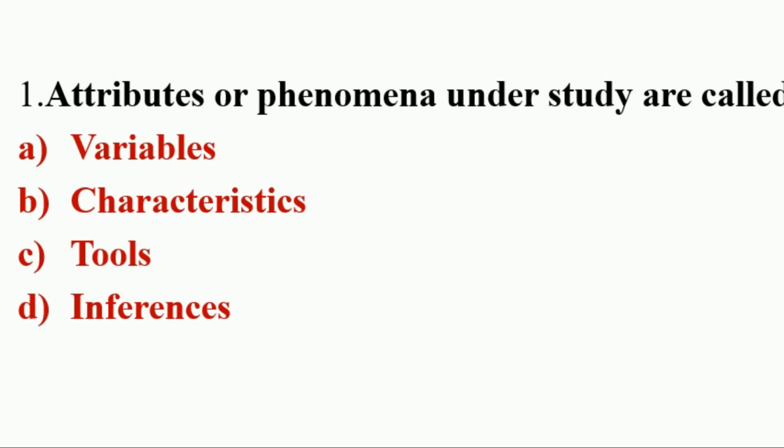First question: attributes or phenomena under study are called? Options: A. Variables, B. Characteristics, C. Tools, D. Inferences. Answer is A, Variables. Variables are any changing and measurable thing, which can be qualities, quantities, properties and characteristics of people, like height, weight, etc. So attributes or phenomena under study are called variables.